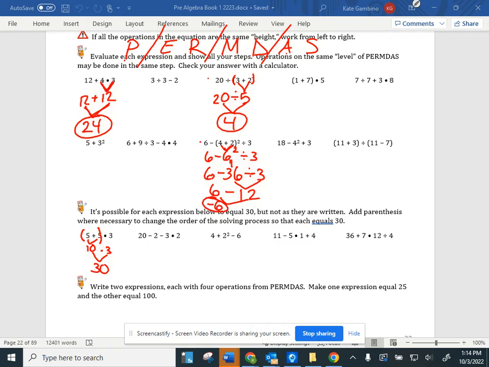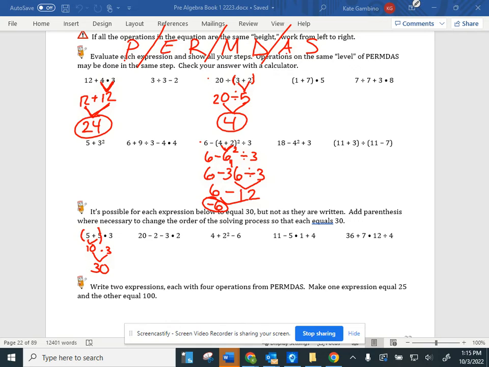And then you need to answer the bottom one. Write 2 expressions, each with 4 operations from PERMDAS. Make one expression equal 25 and the other equal 100. So it's kind of like doing the 5-card challenge, but one is going to equal 25, one's going to equal 100, and you get to pick the numbers that you're using with your order of operations. So in the 5-card challenge, you're given certain numbers to equal that amount. This time you can choose which numbers you want. Okay, so there's going to be a lot of possibilities.